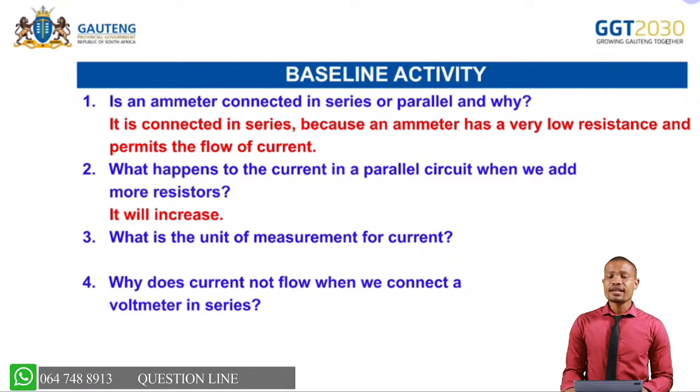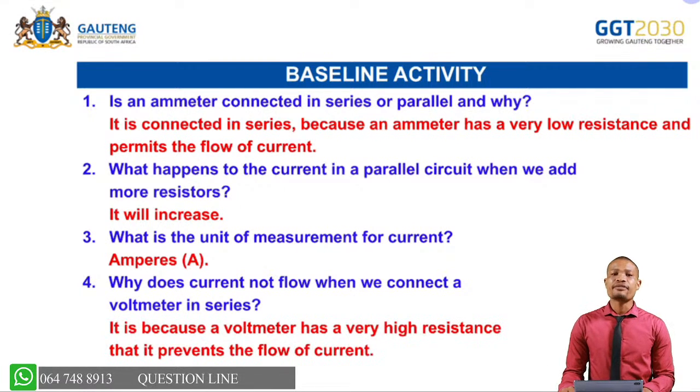Question 3, what is the unit of measurement for current? I'm sure everyone should be able to get this one correct. What is the answer? Yes. The unit of measurement for current is the ampere. We use a capital letter A for amperes, okay? So why does current not flow when we connect a voltmeter in series? Why? Yes, that is correct. The reason is because a voltmeter has a very high resistance and hence it will not allow current to flow. Okay, it will prevent the flow of current.